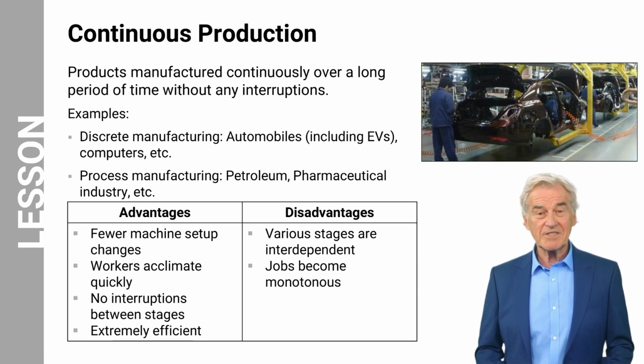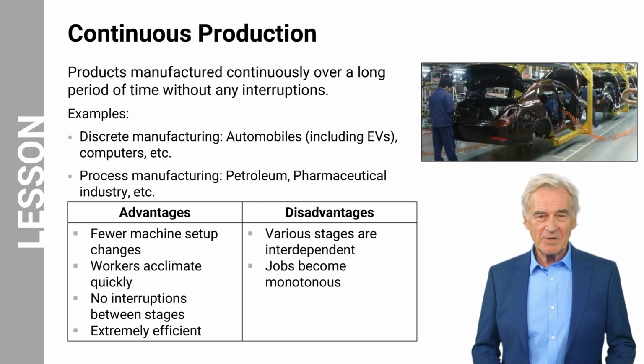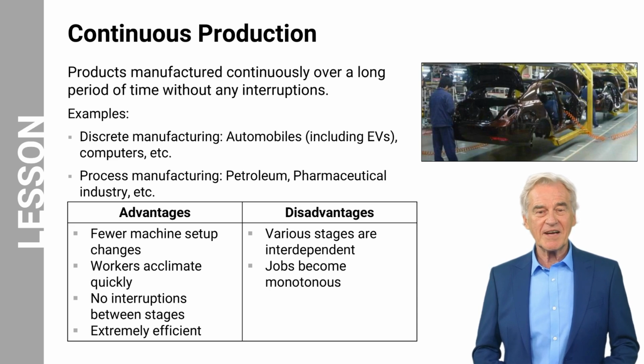In the petroleum industry, the refining process happens in a continuous fashion. The pharmaceutical industry also makes its tablets continuously. These are examples of continuous production techniques employed in process manufacturing. One of the advantages associated with continuous production is that fewer changes are made in the machine setup. The workers acclimate quickly and become experts in the process since they are repeating the same job. There are no interruptions between production stages. Continuous production is extremely efficient in the production of large quantities of materials.